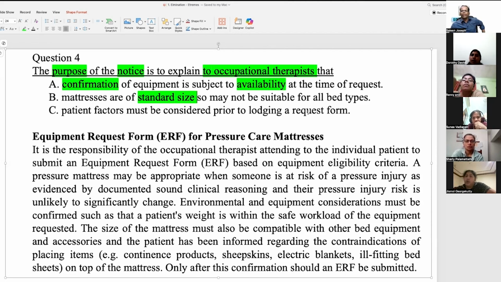Now there is an absolute, right? All beds. You should be careful. May not be suitable for all bed types doesn't mean all beds. It may be suitable for some bed types, right? May not be suitable for all bed types means may be suitable for some bed types, which is not an absolute, so you cannot eliminate.